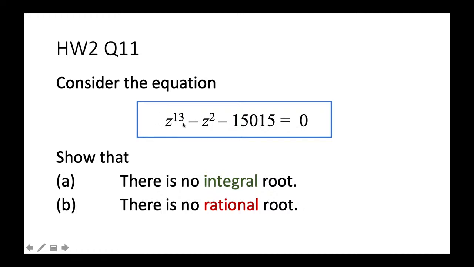Now, if z is odd, then z to the power 13 is an odd number multiplied by itself 13 times, so it must be an odd number. Odd times odd is odd. So this is an odd number if z is odd, and this is also an odd number if z is odd, and this is already an odd number if z is odd. So odd minus odd will be even, and then even minus odd will be odd. So in that case, it cannot be 0.